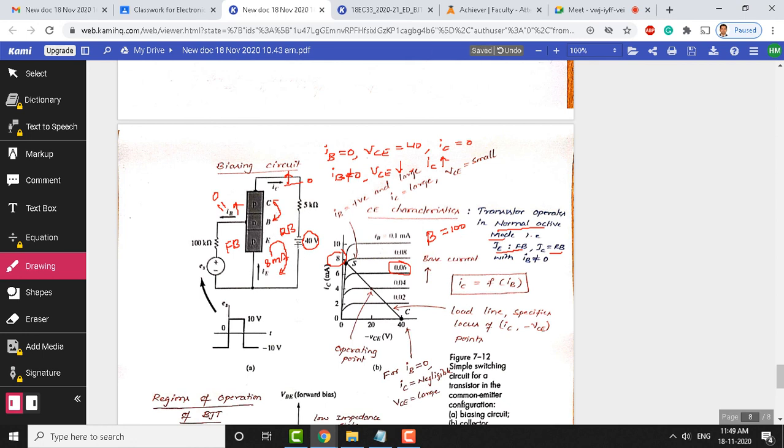So, with that I will stop at this point. In the next class we will continue with the same switching operations in more detail. We will see the various timing related things with reference to switching, and this is going to be the last topic of the BJT, and with that we will move on to the field effect transistors.